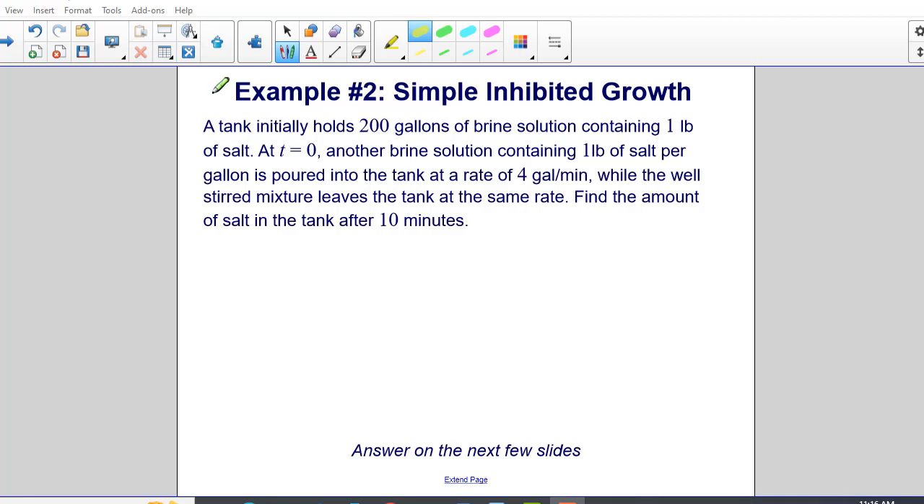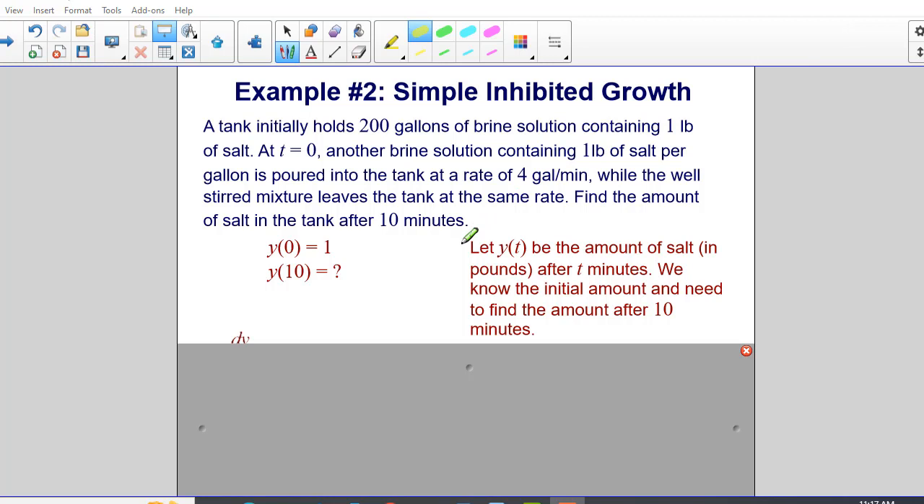Example number 2, simple inhibited growth. A tank initially holds 200 gallons of brine solution containing 1 pound of salt. At t equals 0, another brine solution containing 1 pound of salt per gallon is poured into the tank at a rate of 4 gallons per minute, while the well-stirred mixture leaves the tank at the same rate. Find the amount of salt in the tank after 10 minutes.